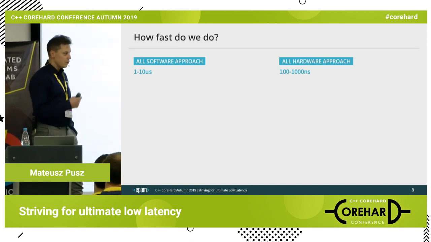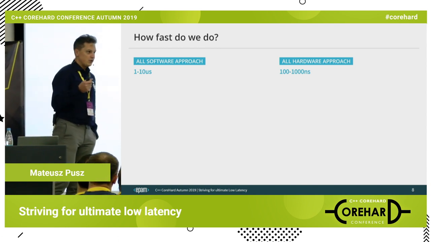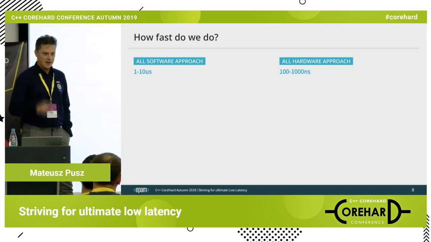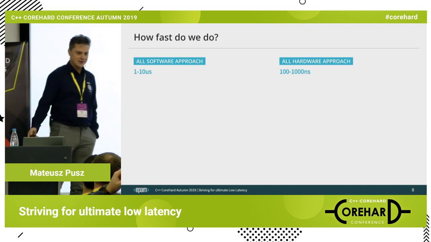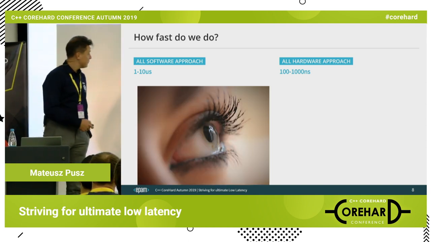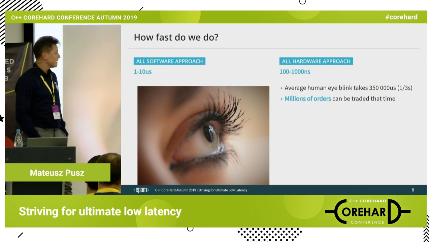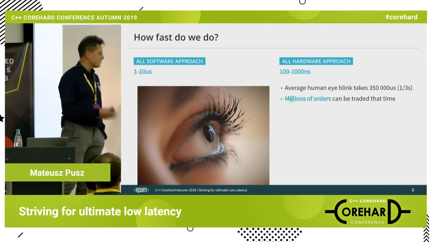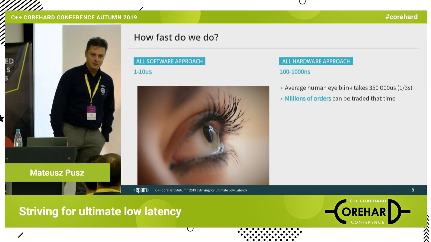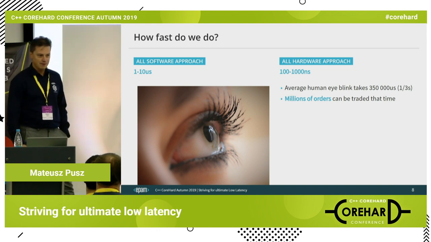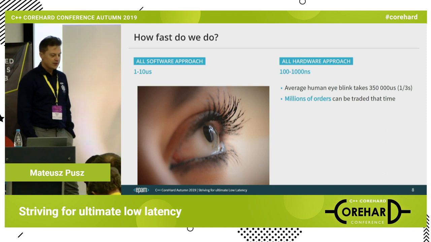If you don't know how to realize it, for example, we are talking that blinking of an eye is like a really short period of time, yes? But actually, it's about something like 1/3 of a second. In 1/3 of a second, we can handle, like, trade millions of orders in this blink of an eye time frame. It's a lot.